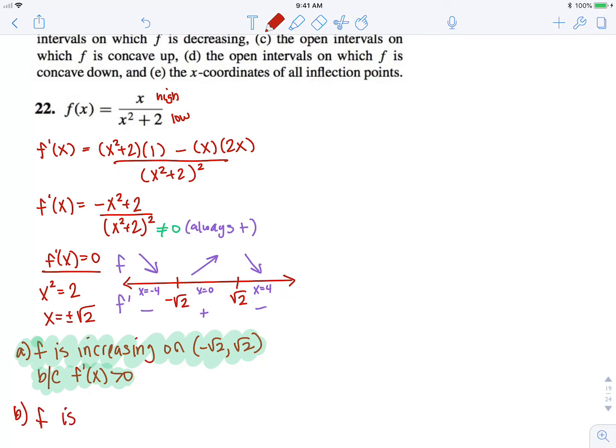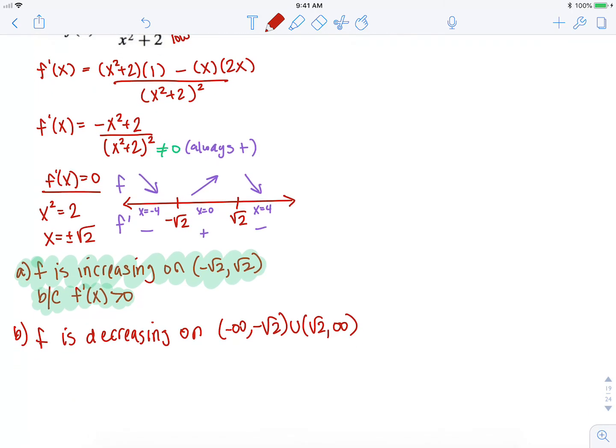So f is decreasing on negative infinity to negative square root 2 union square root 2 to infinity. And let's justify our reasoning because f prime of x is less than 0 on those intervals. So whenever we're looking for increasing or decreasing, we're focusing on the first derivative.